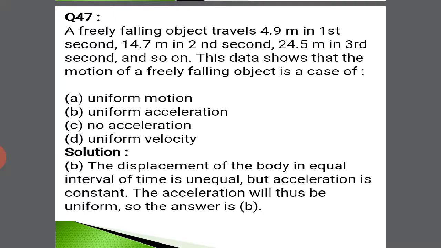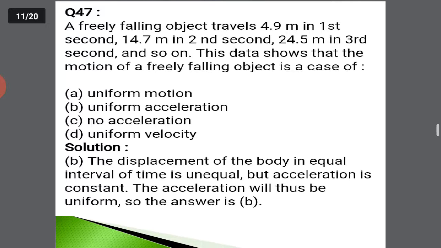Next question, 47 it is. A freely falling object travels 4.9 meters in the first second, 14.7 meters in the second and so on. This data shows that the motion of a freely falling object is a case of, option C you can see the options. Then the right answer is B. The displacement of the body in equal intervals of time is unequal, but the acceleration is constant. The acceleration will thus be uniform. So the answer is B, uniform acceleration.